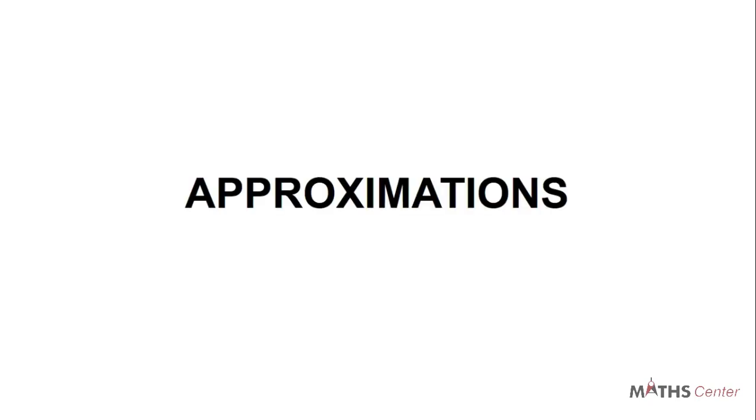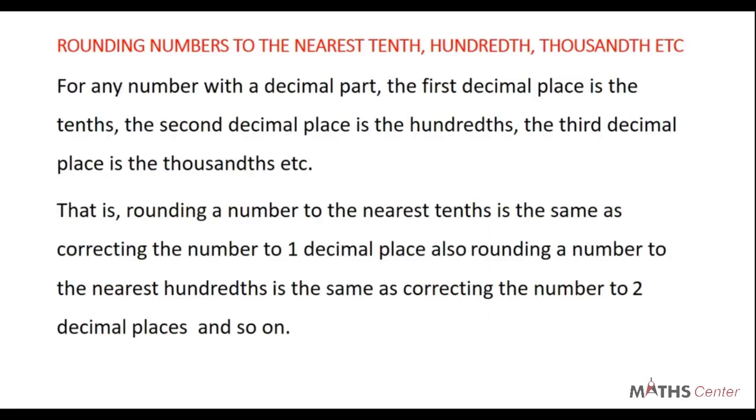Bye bye. We are on the topic approximations, and this is the last video on approximations. Let's begin with rounding numbers to the nearest tenth, hundredth, thousandth, etc. For any number with a decimal part, the first decimal place is the tenths, the second decimal place is the hundredths, the third decimal place is the thousandths, etc.